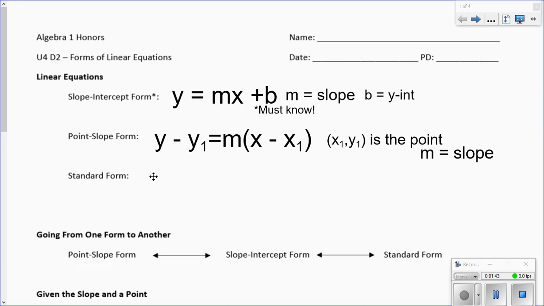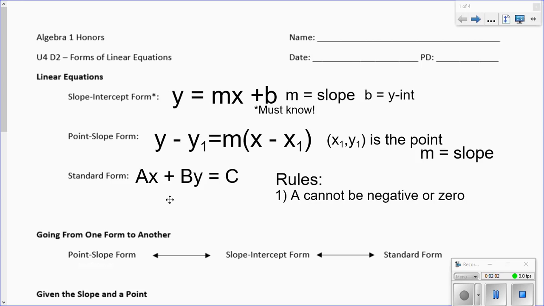And then standard form is ax plus by equals c, where a and b and c are all just numbers. They're not really representing anything like in slope-intercept and point slope form. And standard form actually has a couple rules to go with it as well. So one rule is that a, the number in the front, can't be a negative number and it can't be 0. So you're rarely going to interact with something where a came out to be 0.